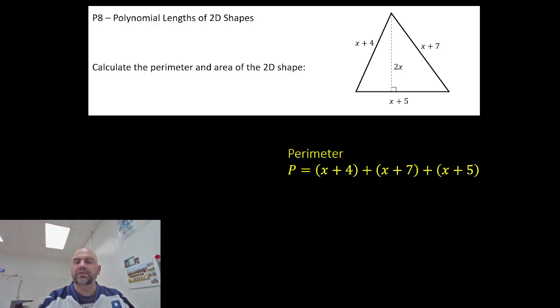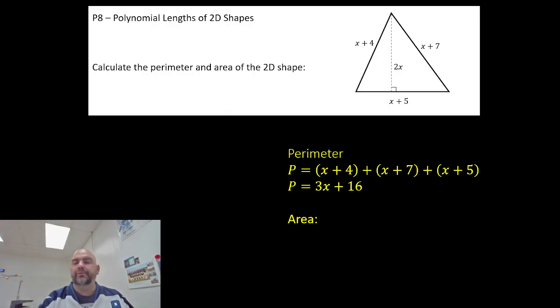So when we put them all together, we have our 3 sides, we're going to add them together. Now remember that we can combine our like terms, so we're going to combine all the x's together, and we're going to combine all of the numbers together. There are 3 x's all being combined, so that's going to be 3x, and then we have a 4 plus a 7 plus a 5, which means our constant is going to be 16. So the perimeter of this shape is 3x plus 16, and again, we just have to figure out what our value of x is so that we know what the value of our perimeter is going to be.